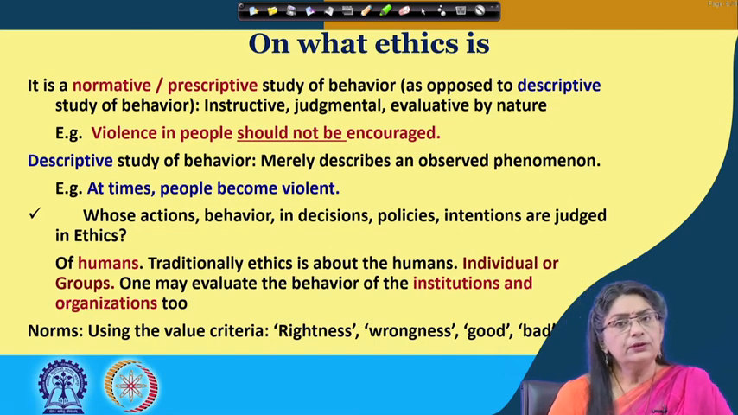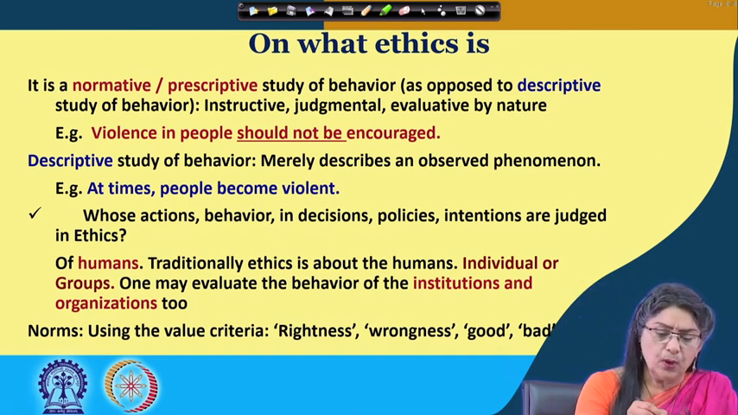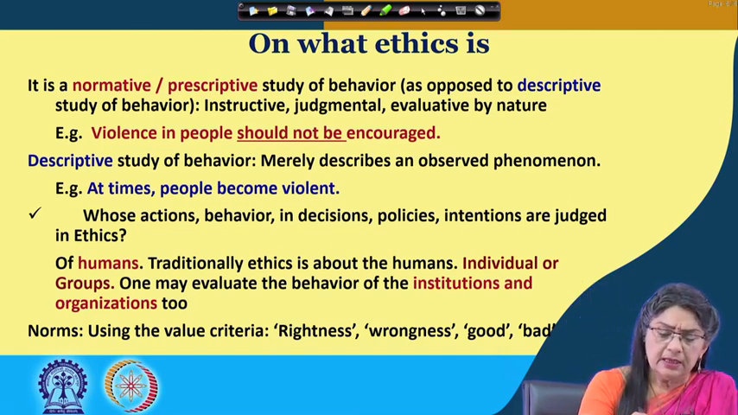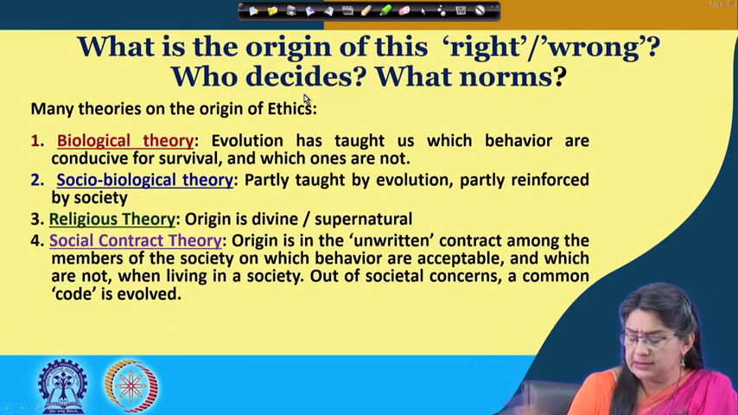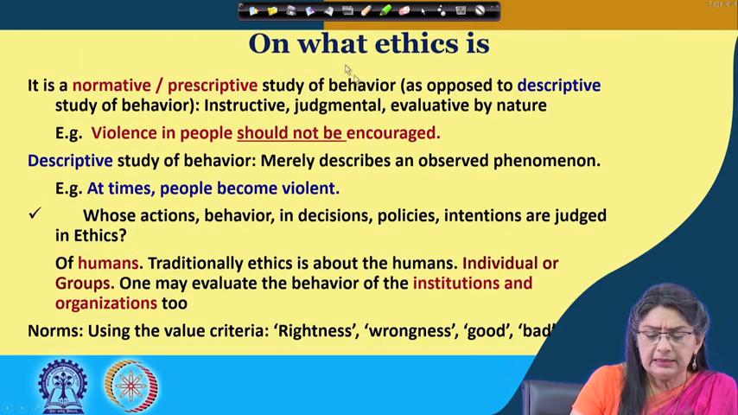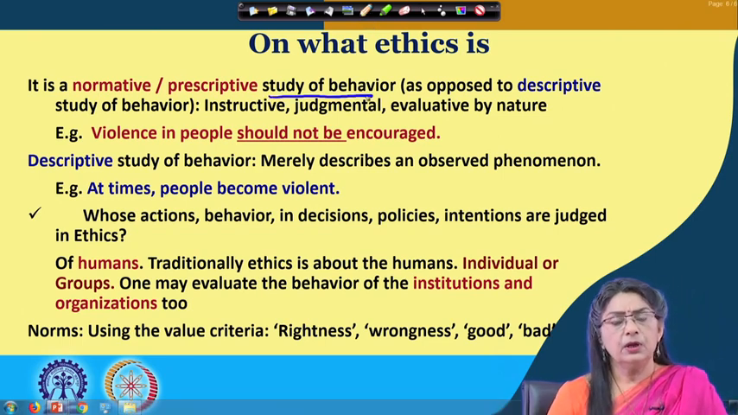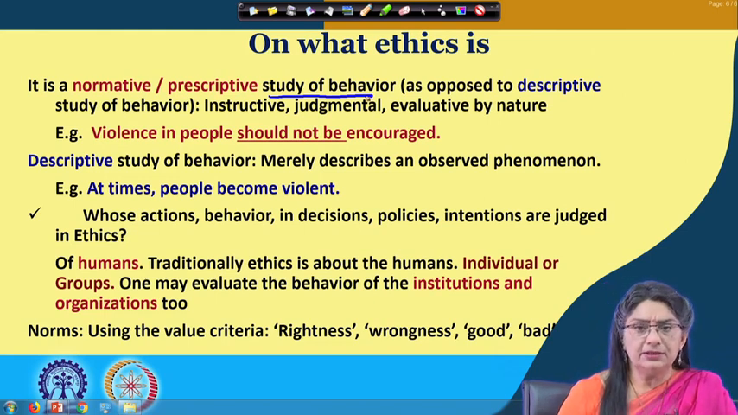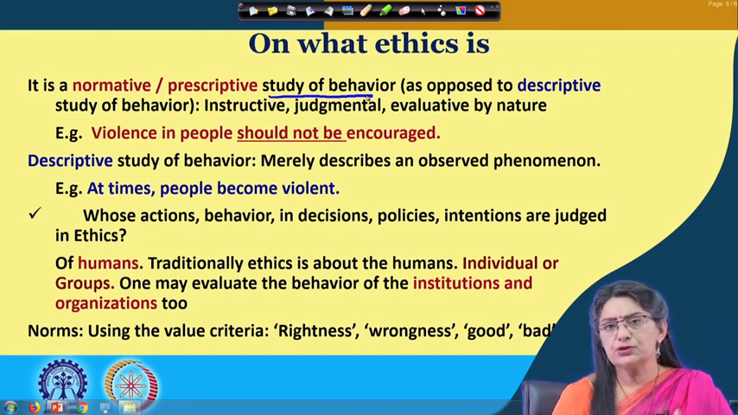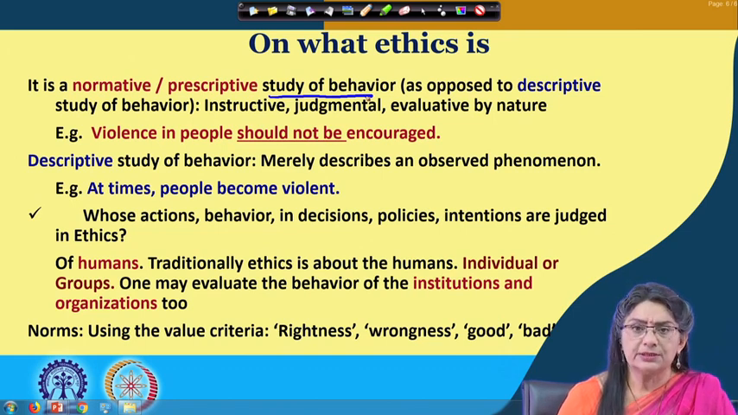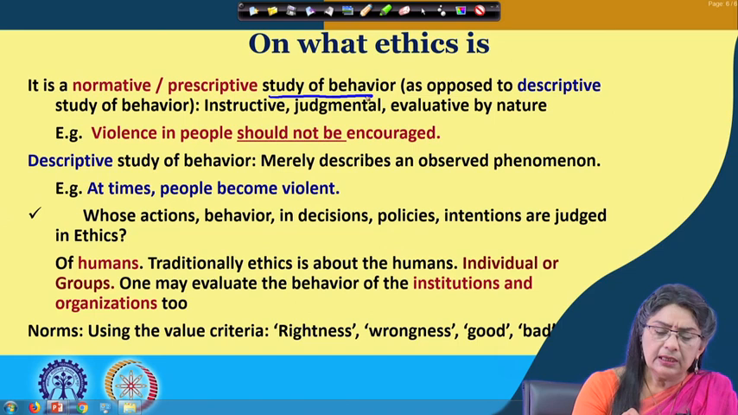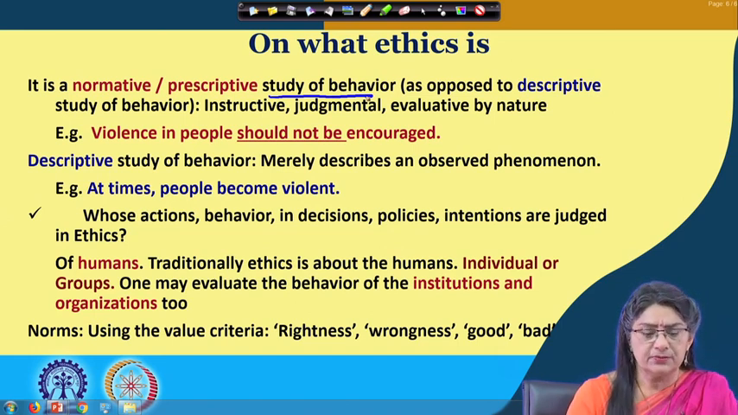Further, I told you this is an academic subject. So what kind of an academic subject? We have said that it is a study of behavior. This is where we take note that it's not just any kind of study of behavior, because there are so many other subjects which also study behavior, say psychology, for example. So where is ethics different from other studies of behavior?